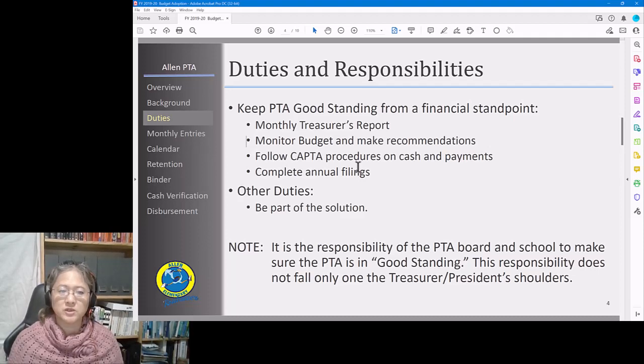But as a treasurer, it's not just bookkeeping. You can also be part of the solution in helping the other members and the other board members to achieve their goals and still follow the rules. But know that this is not all on you. The responsibility of maintaining good standing falls on the whole PTA as well as the school, and not just the treasurer or the president.